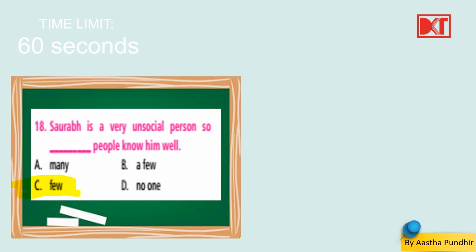Why few? Because here we are talking about, this is in plural first of all, and second, we're talking about people. So few people, not a few people. Alright. And others, many is incorrect because here, according to the sentence, it doesn't make sense. We're saying Saurabh is a very unsocial person, so dash people know him well. So obviously few people know him well because he's very unsocial. We can't say many people know him well because then the statement will not make sense.